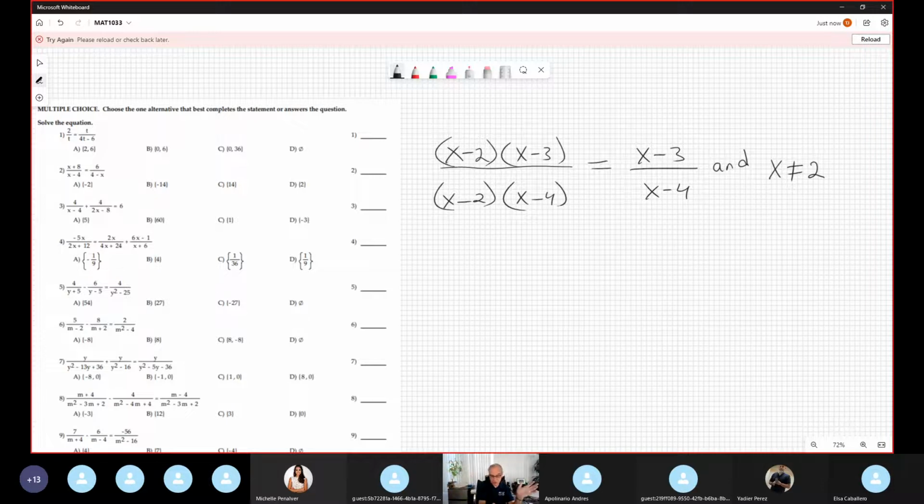Well, maybe you have two solutions. One is good, another is not good. Or another example happens where the solution that you get is exactly the same as the restriction. Therefore, the solution is totally invalid, and this equation has no solution. Okay. One more thing before I start.